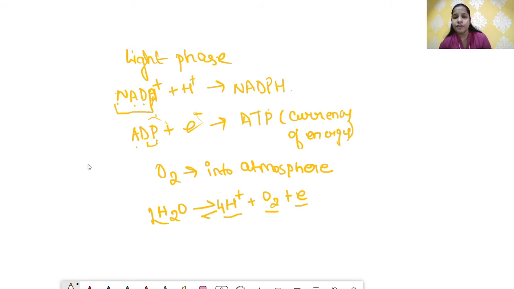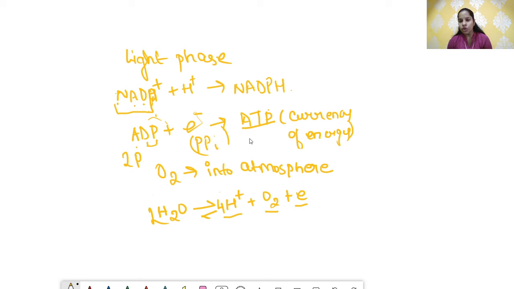One more thing which I forgot to say is that this ADP accepting a phosphate and forming ATP, this step is known as phosphorylation. Why? Because see, in this ADP we had two phosphates. When it accepts a phosphate, what happens? It becomes ATP, which is adenosine triphosphate.